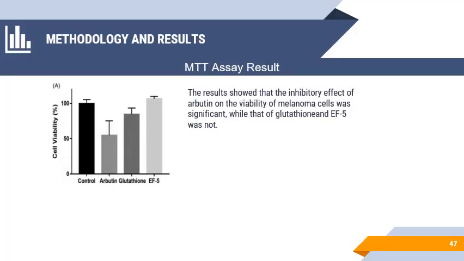The percentage of cell viability showed that the inhibitory effect of arbutin on the viability of melanoma cells was significant, while the glutathione and EF-5 was not. The EF-5 showed almost 100% cell viability.